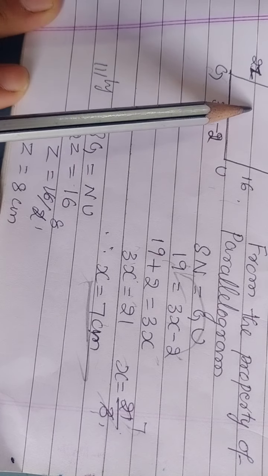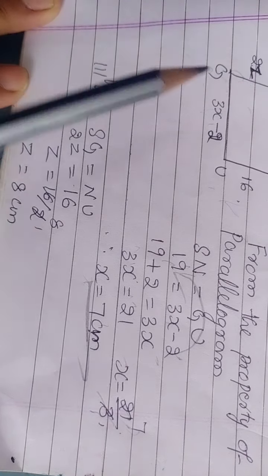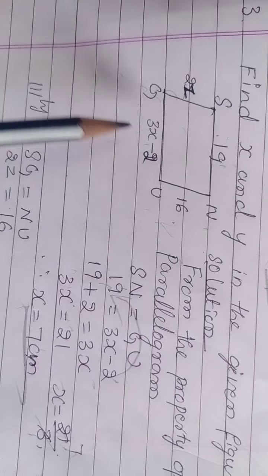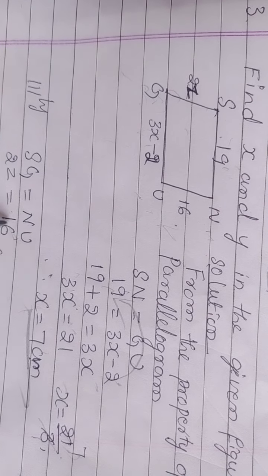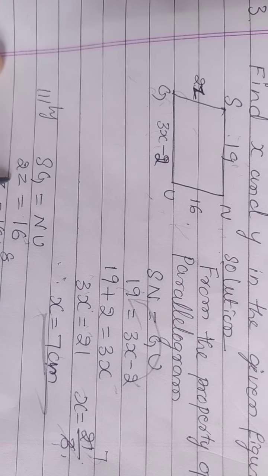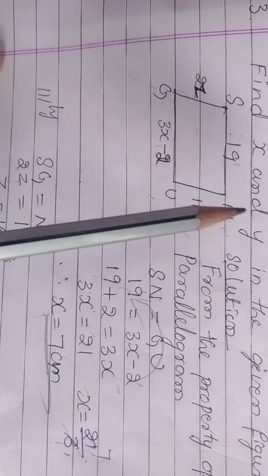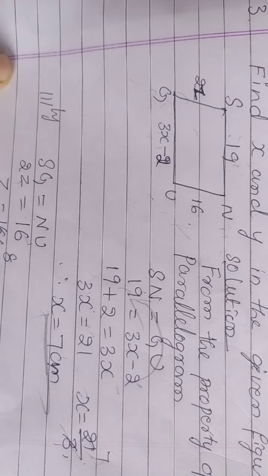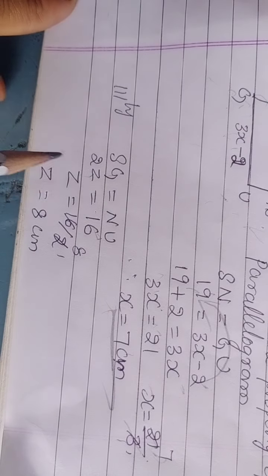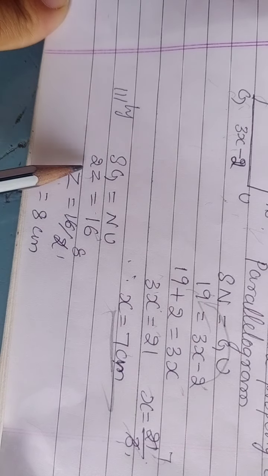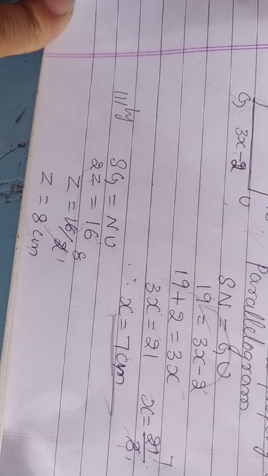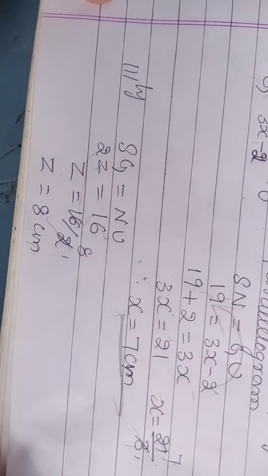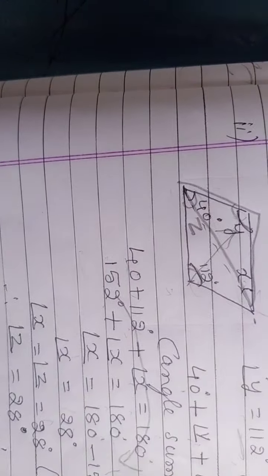Similarly, this side we should take. SG will be equal to NU. What is SG? 2z. What is NU? 16. Substitute it and resolve it. So 2z is equal to 16. Transferring, 16 by 2. 2 ones are 2, 2 eights are 16. Getting, children? So like this you solve some more problems. So remaining problems we will discuss in the next class.